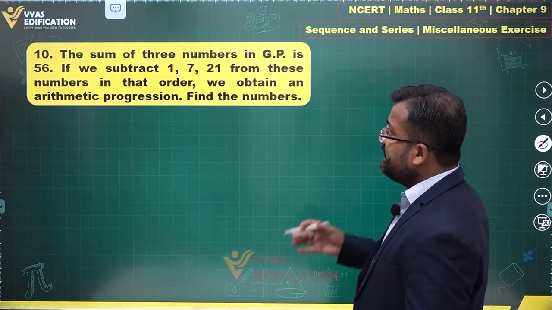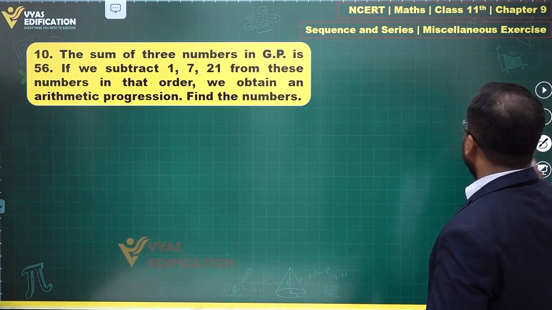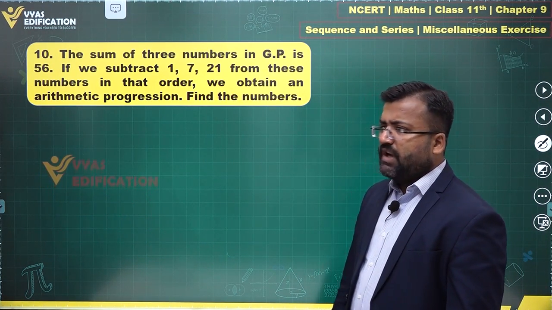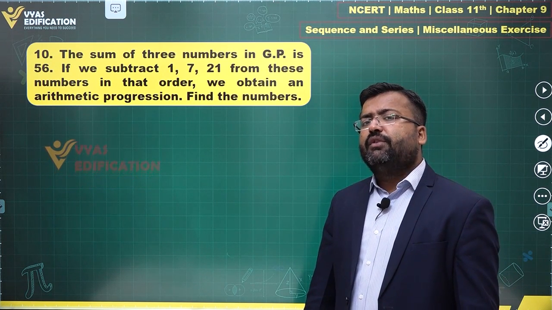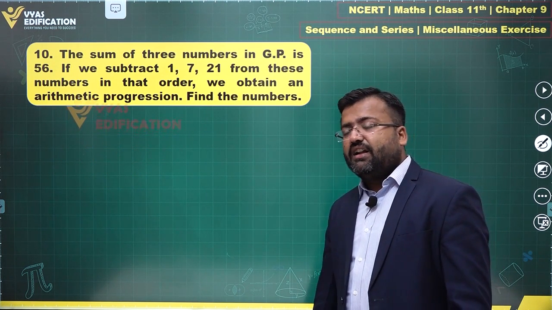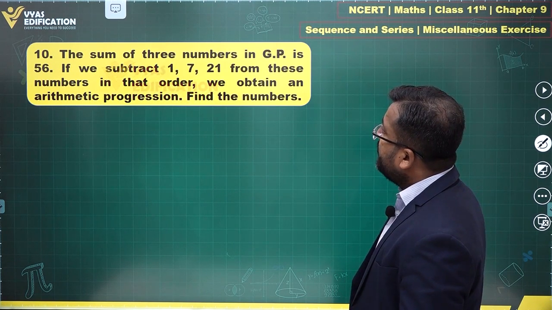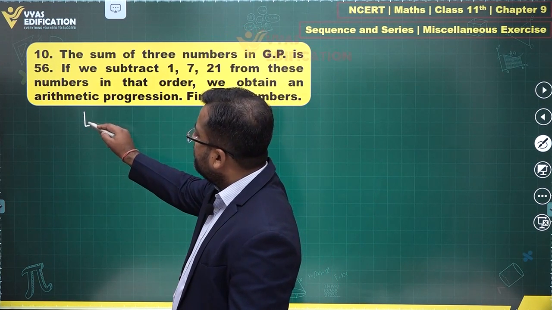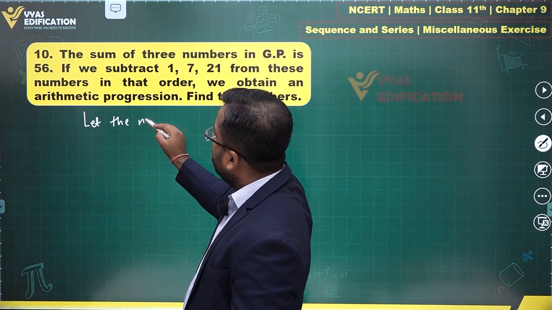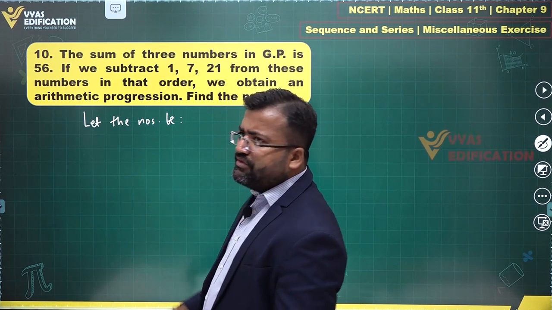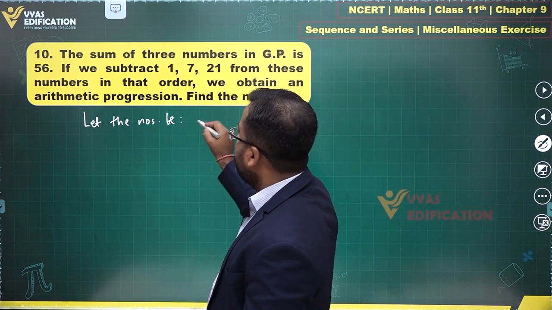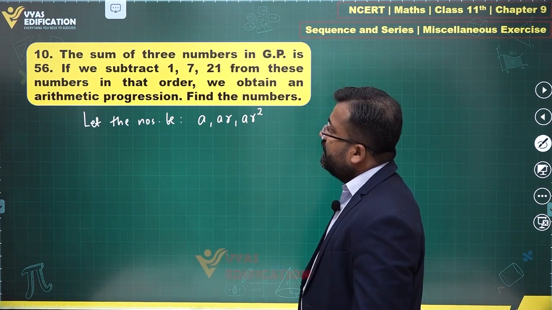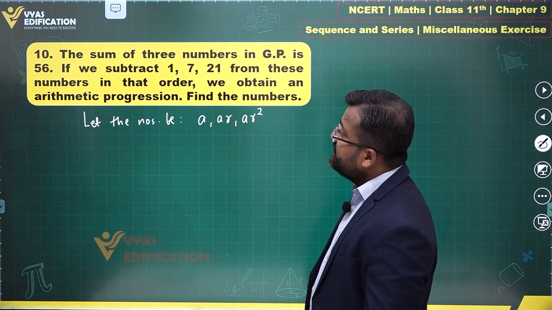Question number 10 says the sum of three numbers in GP is 56. Okay, three numbers in GP. Are we given the product? Had we been given the product, we would have assumed the numbers as A by R, A, AR. But the product is not given, the sum of three numbers is given. Okay, so let the numbers be, to avoid introducing unnecessary denominators, directly A, AR, AR square. The sum of the three numbers is given as 56.